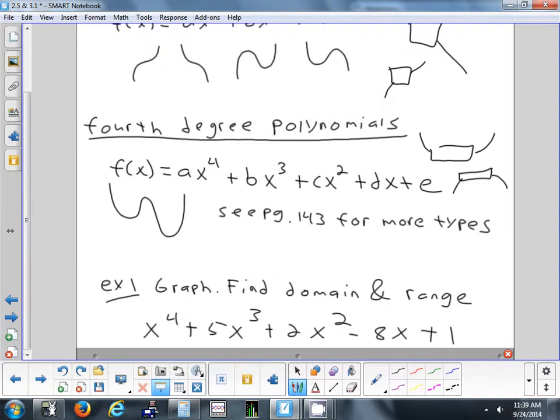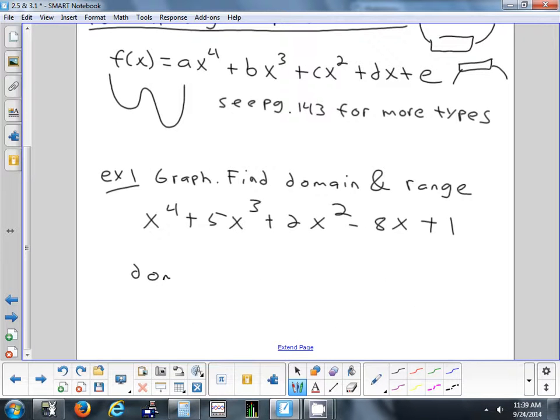Okay, so let's find the domain and range of that. If I ask you what the domain is of a polynomial, that should be automatic, really not even thinking about it. The domain of all polynomials is the same. And what did I say it was earlier? Well, Emily? What's the domain of any polynomial? All real numbers.